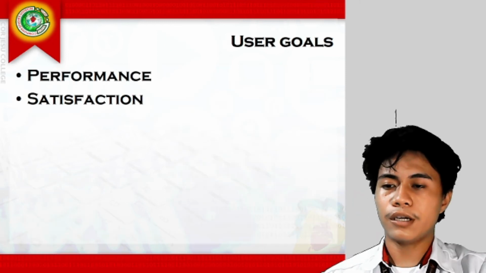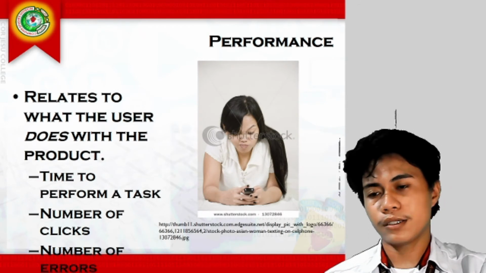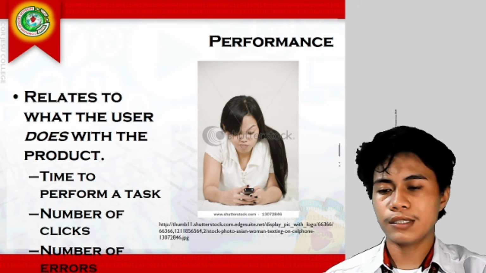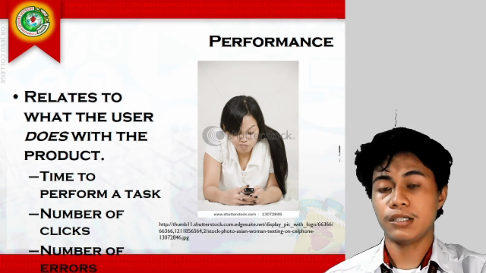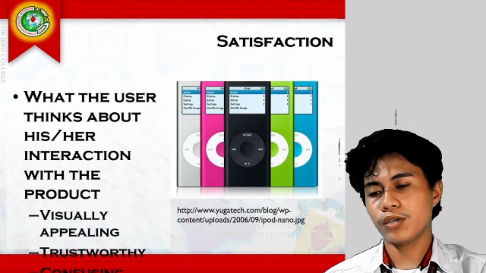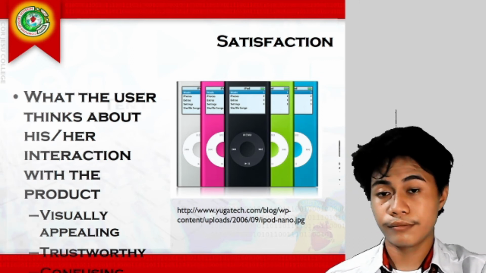User goals are performance and satisfaction. Performance relates to what the user does with the product: time to perform a task, number of clicks, and number of errors. That is the performance. Satisfaction is what the user thinks about his or her interaction with the product: visually appealing, trustworthy, confusing.